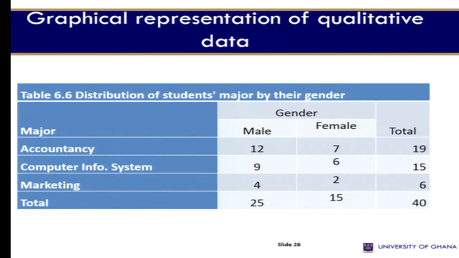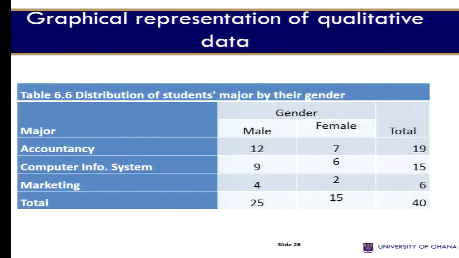So for majors, we have accountancy, 12 for males, computer information systems, 9 for males, 6 for females, marketing, 4 for males and 2 for females. Now, totaling 40. The first one, accountancy, male, female, total 19. The second, computer information systems, 9 and 6, total 15. The third, 4 and 2, making 6. The overall total is 40. That is, the sample is 40.